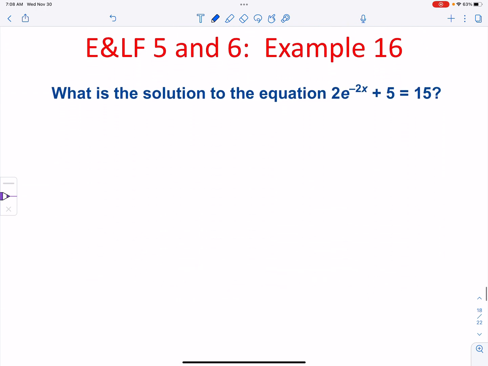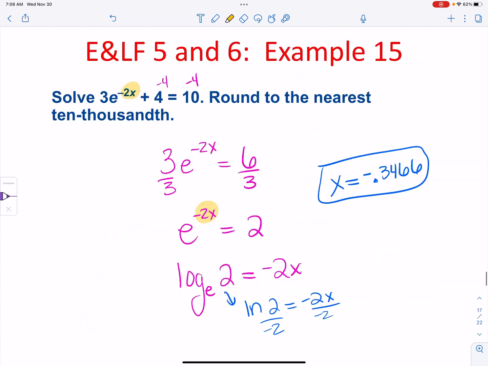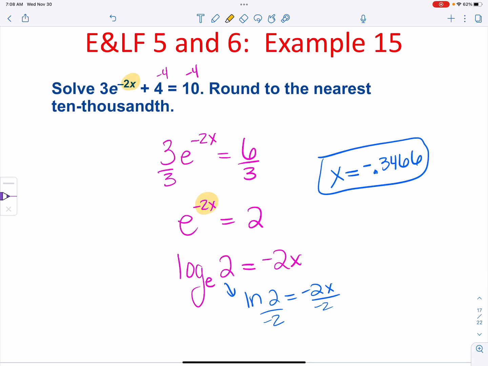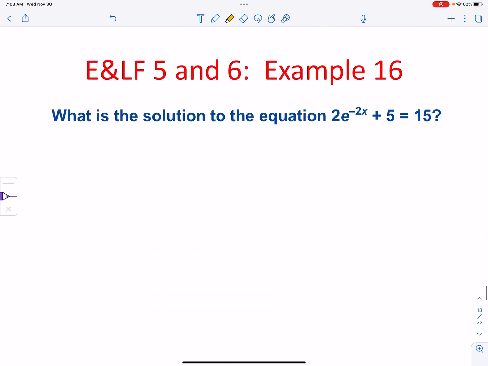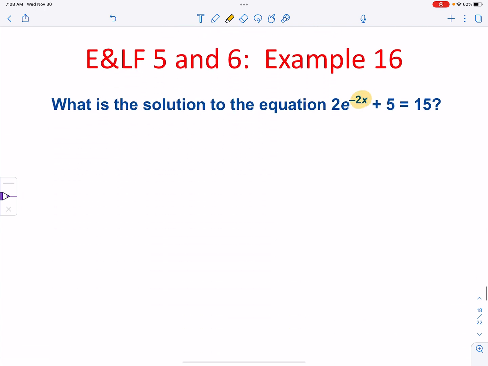Okay, so go ahead and pause the video, and then I would like you to try this one. Again, I don't have to do extraneous because the original problem did not have a log. It had an exponent. Okay, same thing here. Original problem has an exponent, so it's not going to be extraneous. Minus 5. Divide by 2. Right? And now this is my exponent.